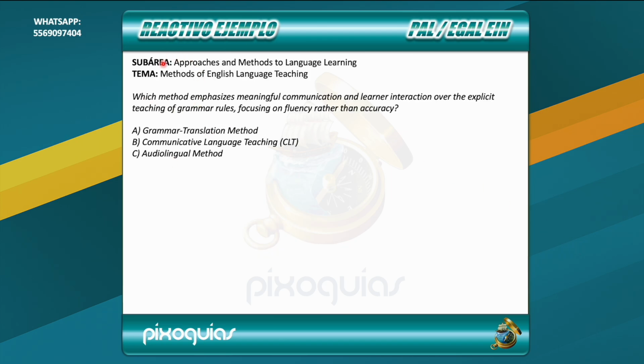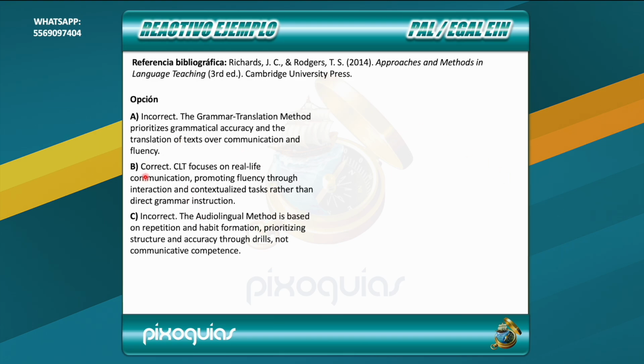This exercise is from the sub-area Approaches and Methods to Language Learning, with the topic Methods of English Language Teaching. Which method emphasizes meaningful communication and learner interaction over the explicit teaching of grammar rules, focusing on fluency rather than accuracy? A. Grammar translation method. B. Communicative language teaching, CLT. Or C. Audiolingual method. The correct answer is B.